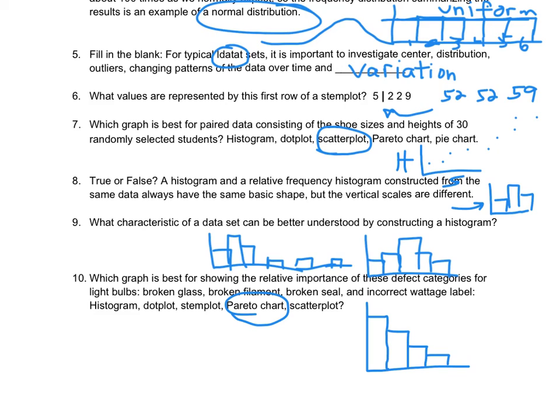In this case, you might have broken glass is the most, broken filament second most, broken seal third, incorrect wattage would be the fourth most. And because this is categorical data, you would label those things on the x-axis. And each bar represents the frequency of that category.